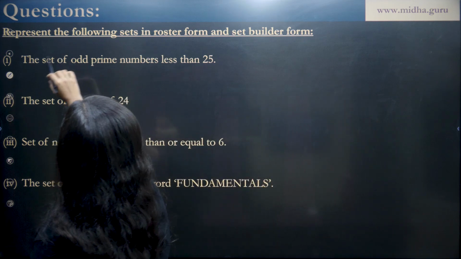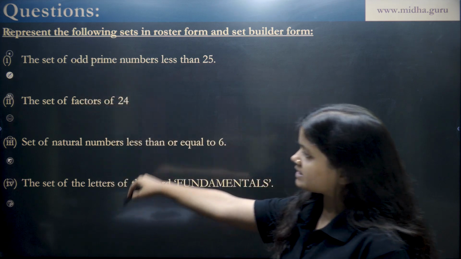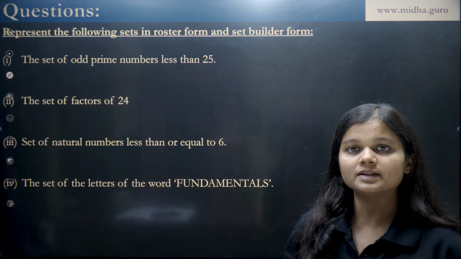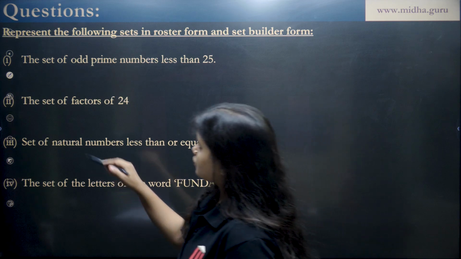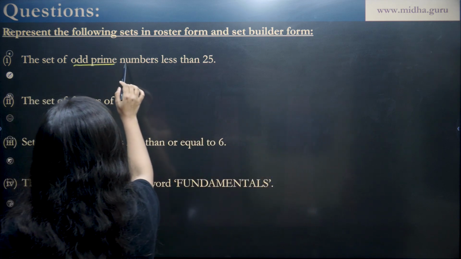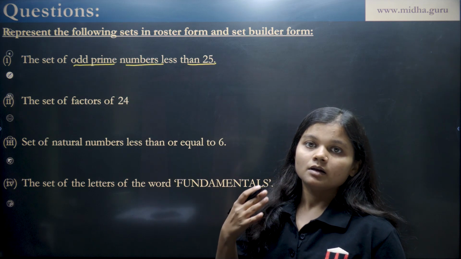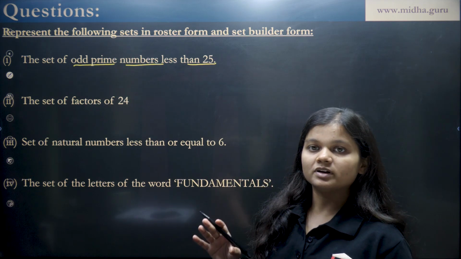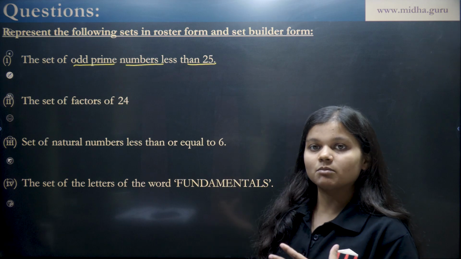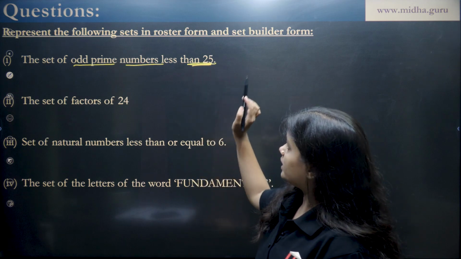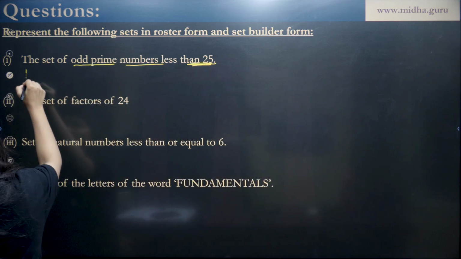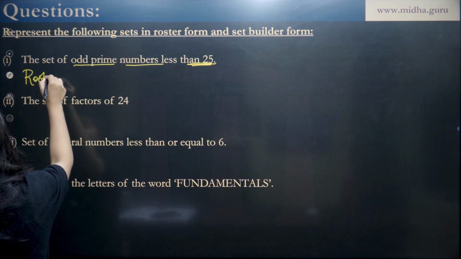First, we have to represent these sets in roster form and also in set builder form. First is the set of odd prime numbers less than 25. First we have to determine which prime numbers are less than 25. So let's write in roster form.